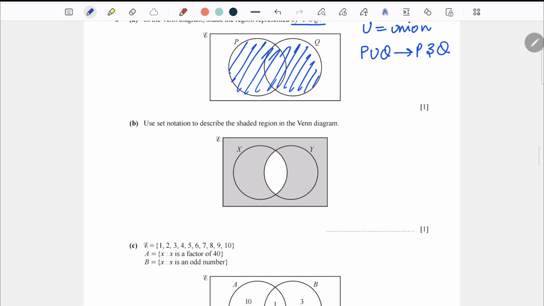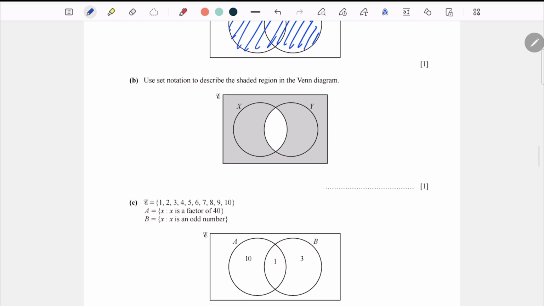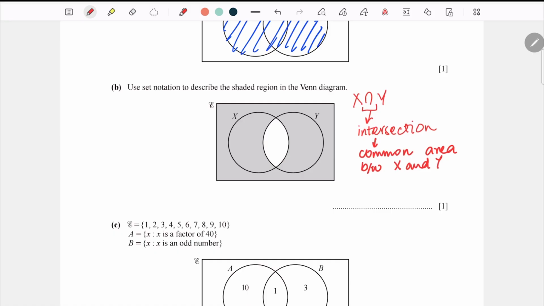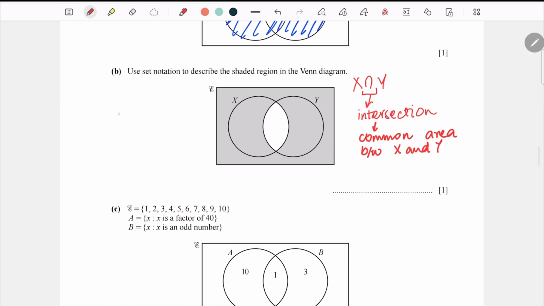Then in part B, use set notation to describe the shaded region in the Venn diagram. The whole of the diagram is shaded except for x intersection y. This symbol right here represents intersection, and it basically means the common place between x and y. In the question, all the region outside of this common area is being shaded. So the area that was shaded is x intersection y whole complement.